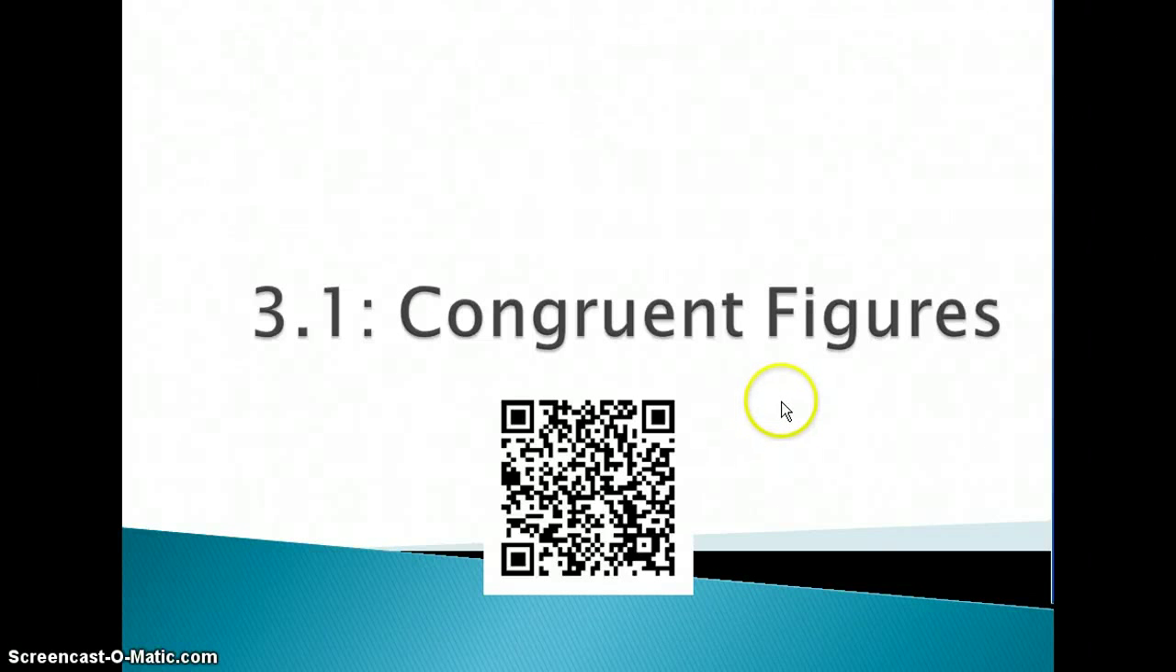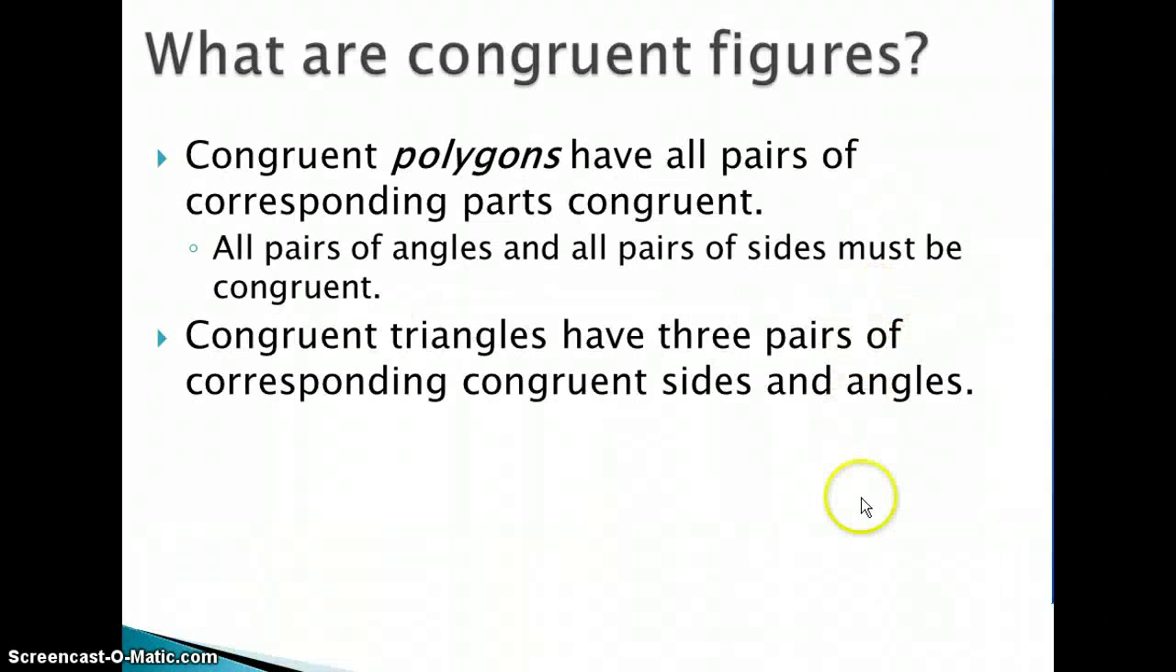Welcome to Chapter 3. Today's section is entitled 3.1 Congruent Figures. Today we're going to look at what it means for shapes to be congruent and how we determine that they are. So we've got two definitions here. One is congruent polygons, and these are polygons that have all pairs of corresponding parts congruent.